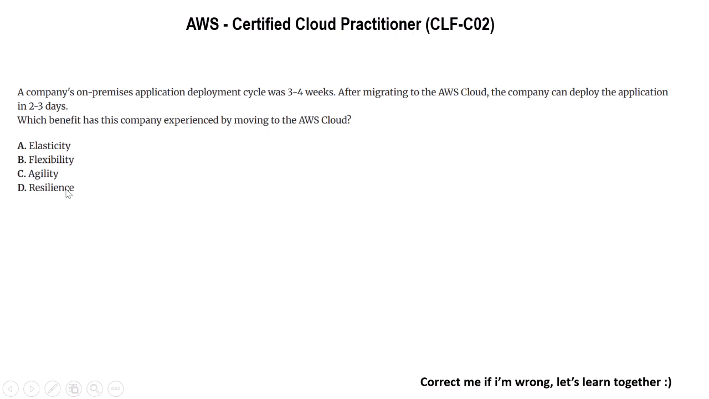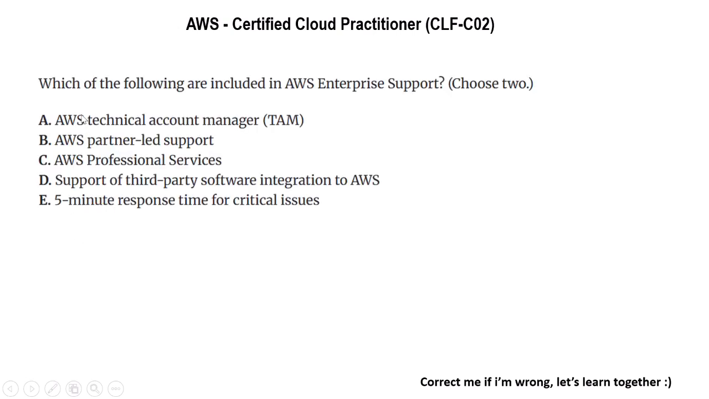Option B, flexibility. Option C, agility. Option D, resilience. The right answer is option C, agility. Next question. Which of the following are included in AWS Enterprise Support?